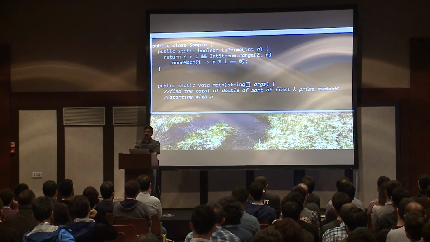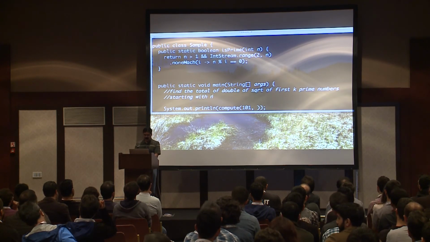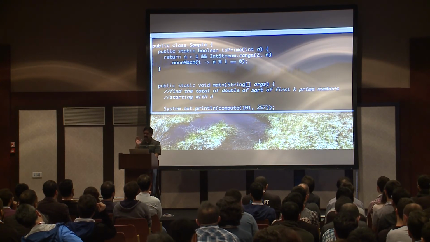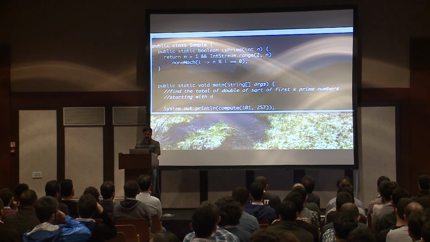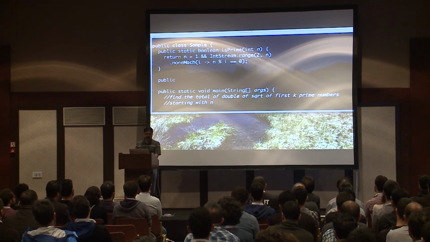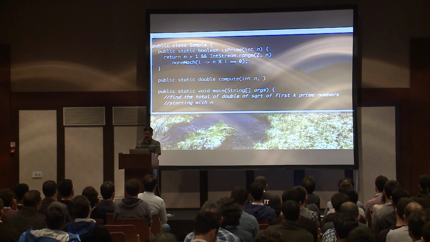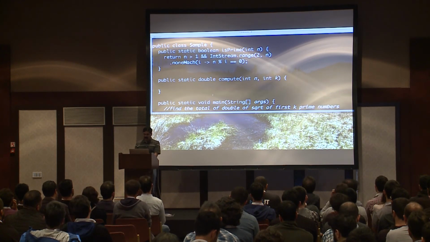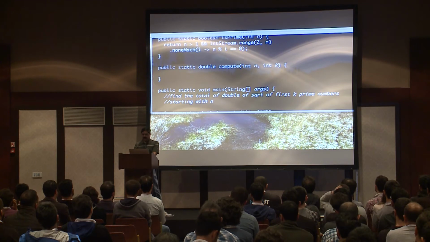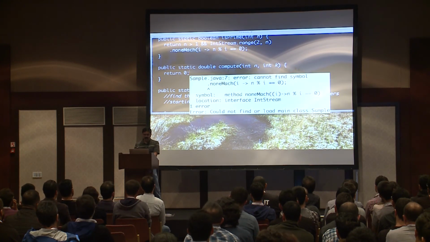Well, in the imperative style, what do you normally do? Let's give it a try. I'll call it compute. We will pass 101, and let's say k is 257. Some random numbers I'm going to give to the compute method. Let's write the compute method. So public static, the result is going to be a double, compute, int n, int k. So given this number n and k prime numbers starting with n, how do I write this code in the imperative style? We'll get to this in just a second. Make sure the compiler is happy.